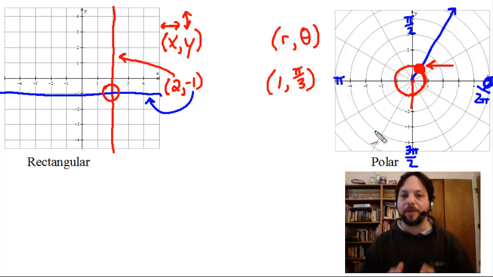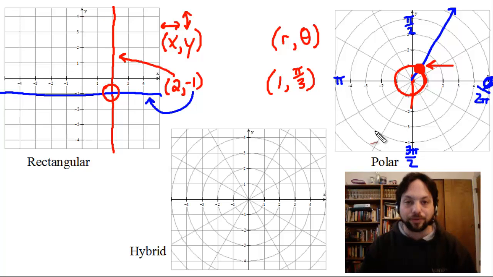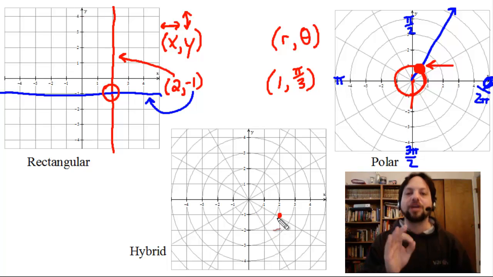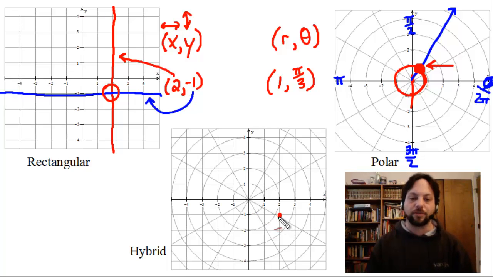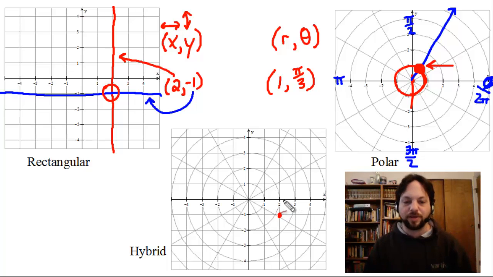Now, this isn't very common, but if I do put the two coordinate systems together, I get what I'm going to call the hybrid system, and you see that here. In our hybrid system, we can see that our point 2 comma negative 1 from our rectangular example shows up about right here. And we could find a polar coordinate for that. It looks like it's a little bit more than 2 units away from the pole. And I'm not quite sure what angle it's at, but it looks like just a little bit less than negative pi over 6.